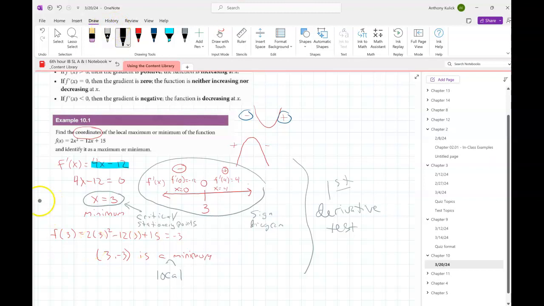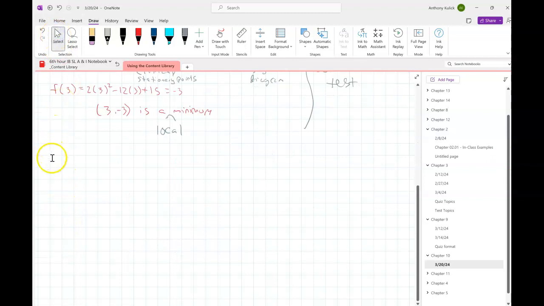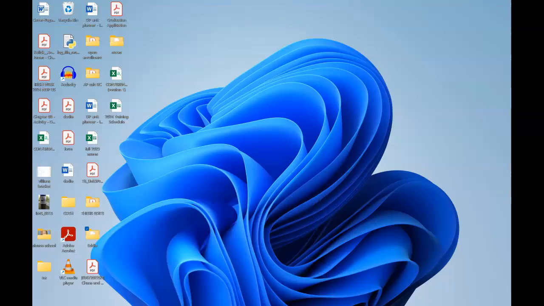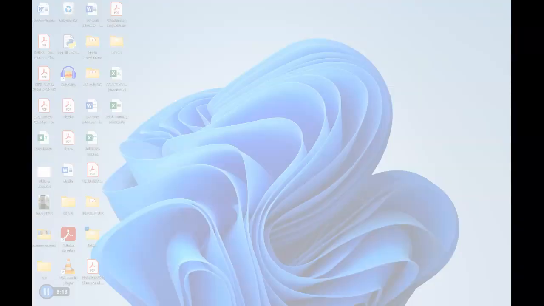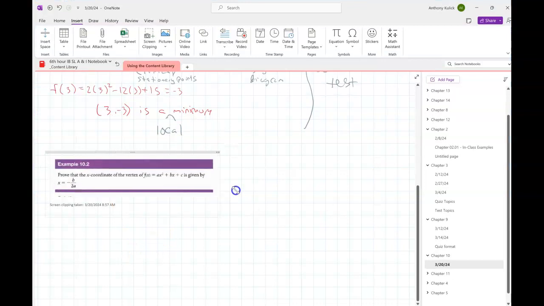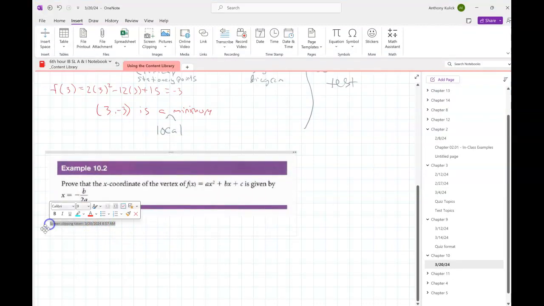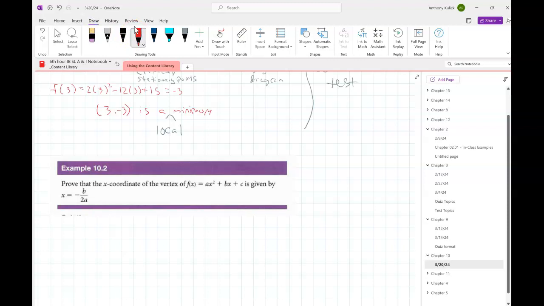All right, let's try another that's maybe a little bit more abstract, but will be remarkably the same process. So this one says to prove that the x-coordinate of the vertex of f of x equals ax squared plus bx plus c is given by x equals negative b over 2a. Hopefully you remember that. At least that looks familiar from algebra 2. So we're going to approach this the same way, because what do we know about the vertex? It's a local minimum.